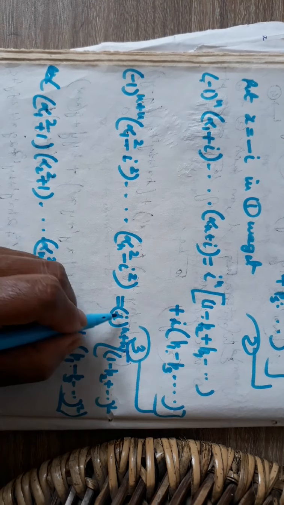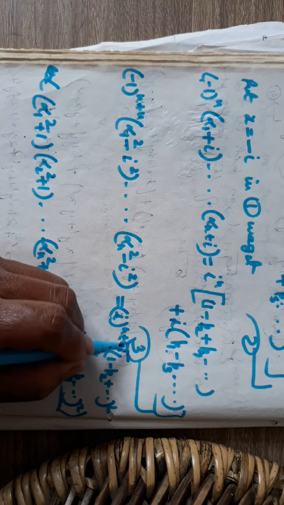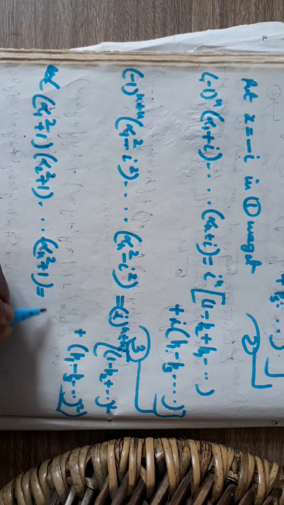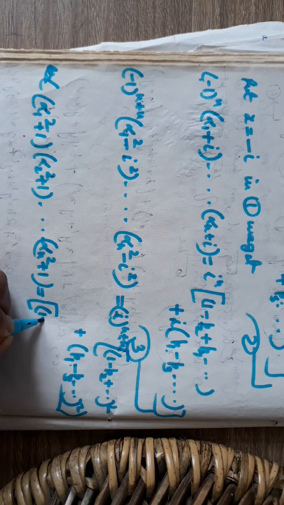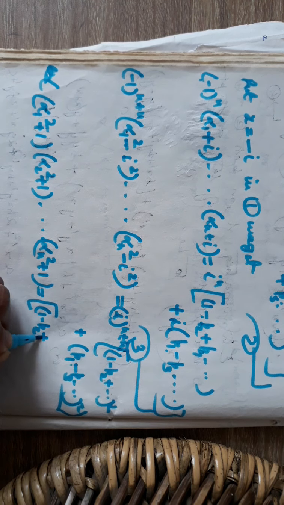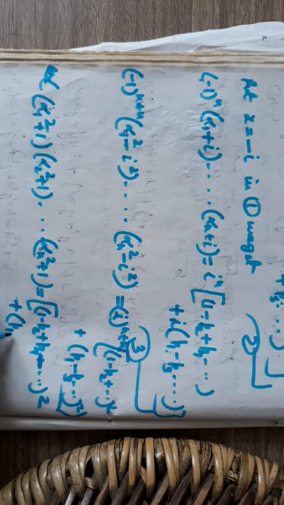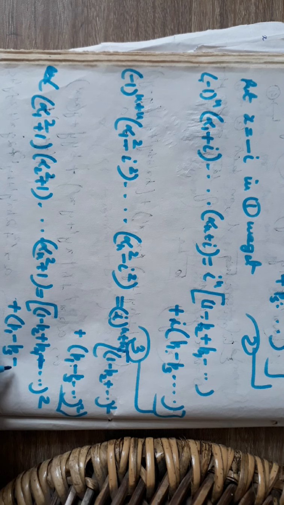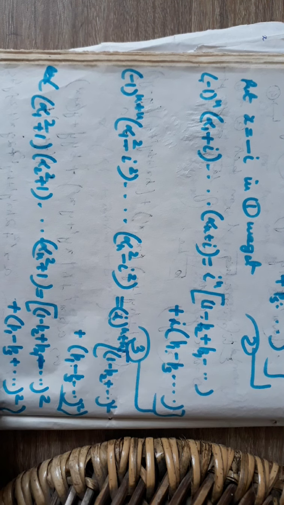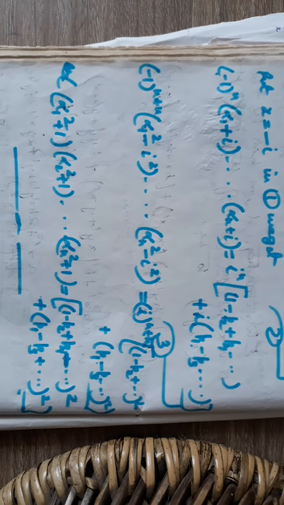Whereas the right hand side, i to the power n plus n will always give you an even number. So therefore we have this result, the left hand side: 1 minus P2 plus P4 minus dash dash, whole square, plus P1 minus P3 plus dash dash, the whole square. So this proves the result.